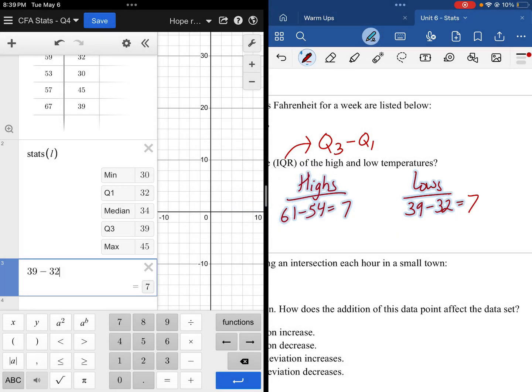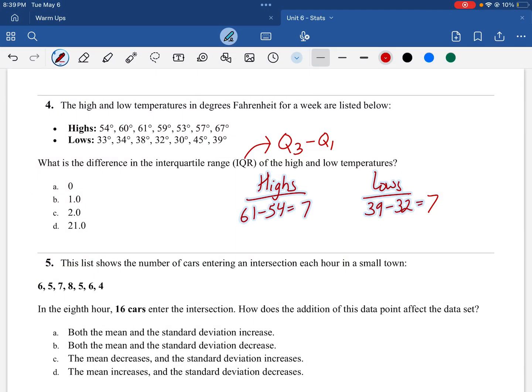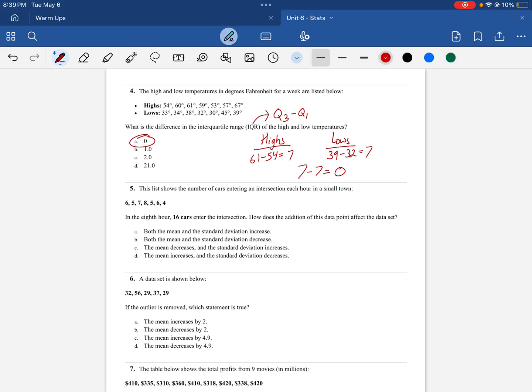So let's go over here and look at our answers. This is what is the difference in the low temperatures? Or what is the difference in the IQRs? Well, last time I checked, 7 minus 7 is 0. So the only answer we have here that is 0 is going to be A. So that's the first part of this.